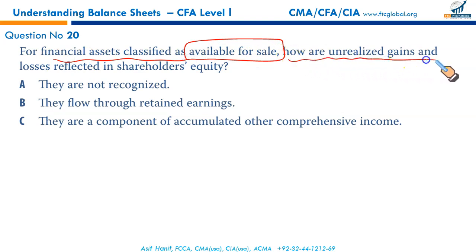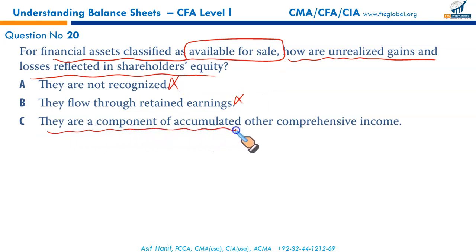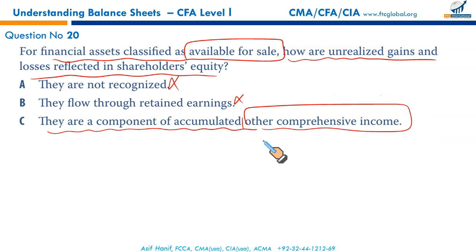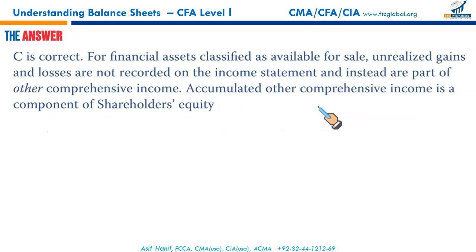How are the unrealized gains and losses reflected in the shareholders' equity? "They are not recognized." Wrong. "They flow through the retained earnings." No, that is for held for trading. "They are a component of accumulated other comprehensive income." Yes, any unrealized fair value gain or loss goes to other comprehensive income, as we discussed in detail. So remember, available for sale debt securities or redeemable preferred stock, if reported as AFS, any gain and loss would go to other comprehensive income.